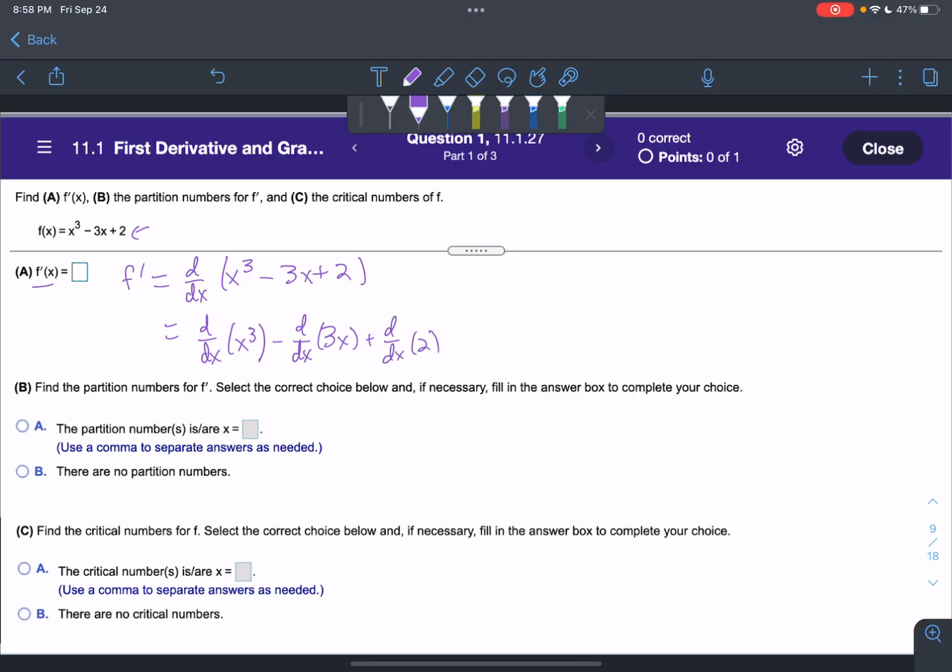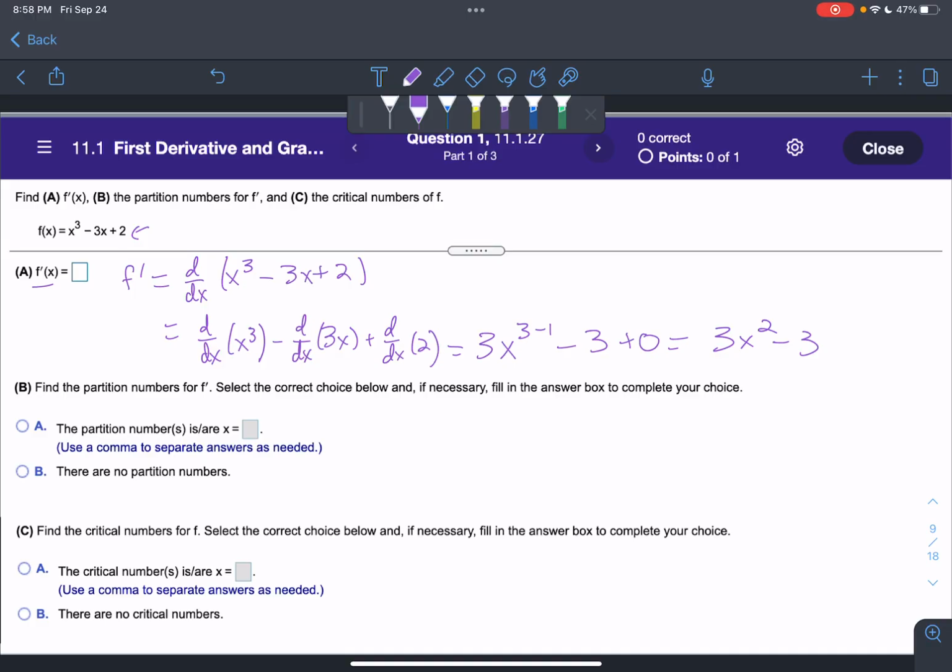Hopefully you're getting more comfortable with derivatives by now, but it's okay if not. All right, so we're gonna break them up, and so the derivative of x cubed, that's a power rule, so I'm gonna bring that 3 down, x, and then decrease the power by 1, minus the derivative of 3x is just 3, just take that constant, and the derivative of a constant is 0. So our derivative is 3x squared minus 3.